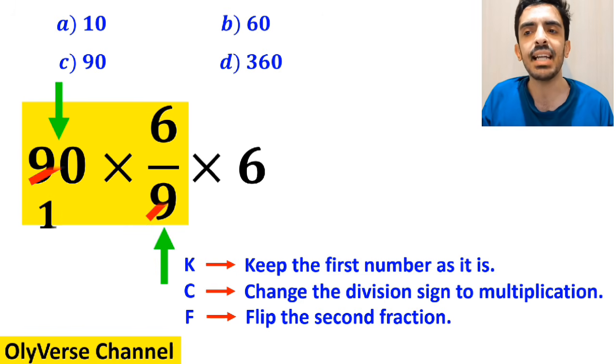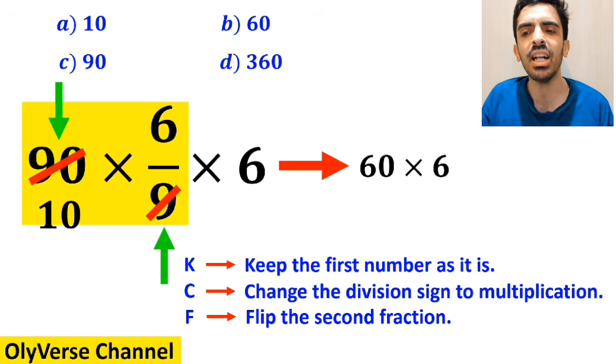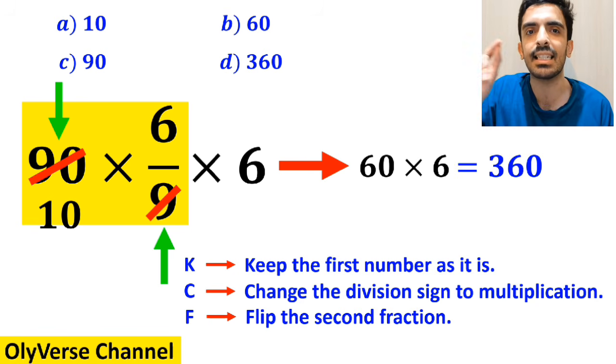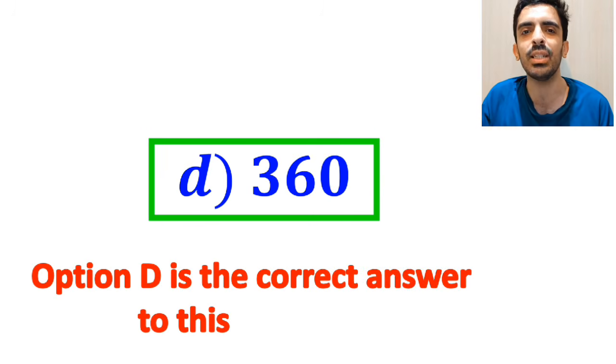Now, the number 90 cancels out with the 9 in the denominator and this expression simplifies to 60 multiplied by 6, which finally gives us the answer 360. Therefore, option D is the correct answer to this question.